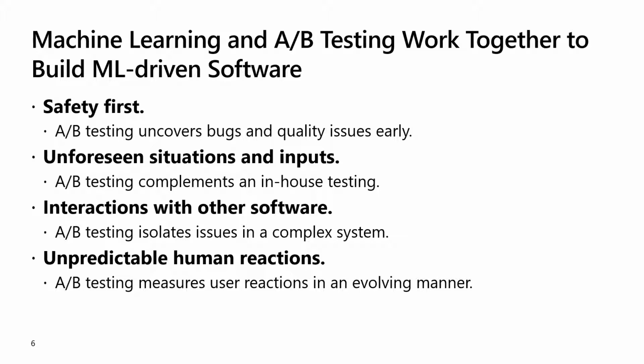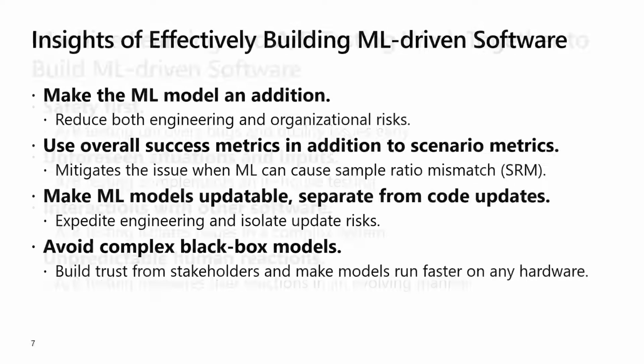Thirdly, ML-driven software often has very complex interactions with other software as well. A/B testing can isolate issues in a causal way in a very complex system. Lastly, human interactions are one of the key components for ML-driven software. A/B testing provides an important way to measure unpredictable user reactions. We shared several insights in our paper as we worked on building ML-driven software over the years.